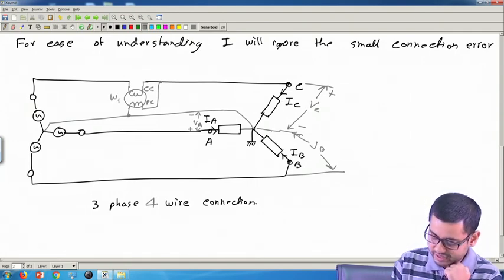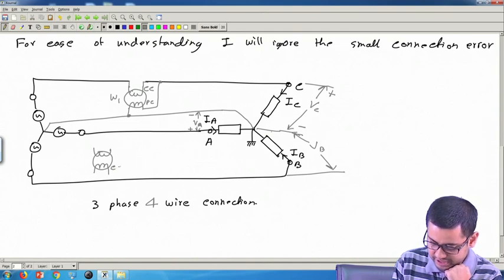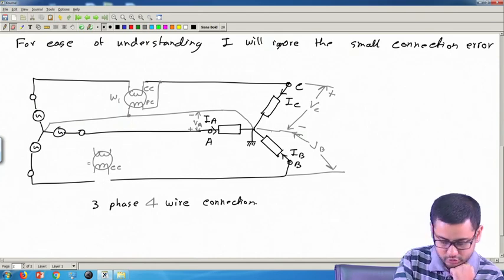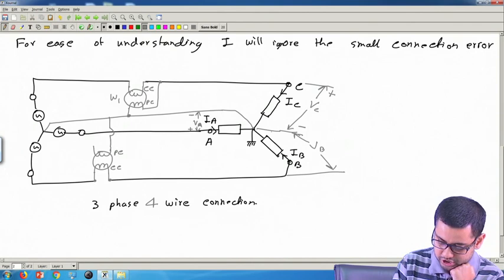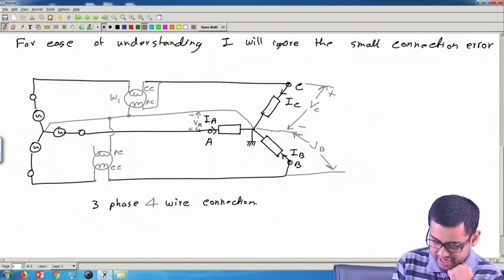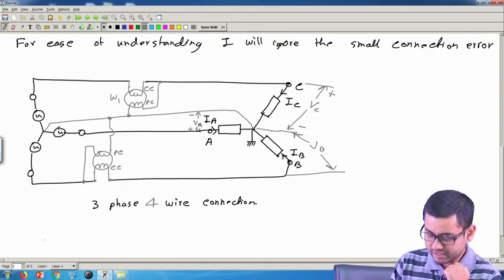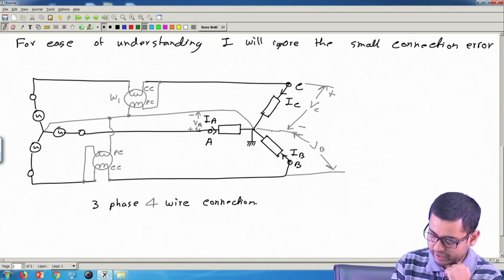Call it W1. Similarly, I can have another wattmeter, say W2. It will have 2 coils once again. Let this be the current coil, and I want to measure the power consumed by this. So I open it and connect it here like this, and this is the pressure coil. I want to measure the voltage from here to here, so I put one side to the neutral, and another side to this.